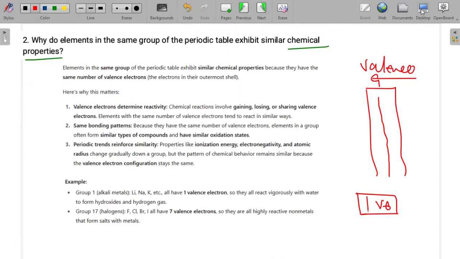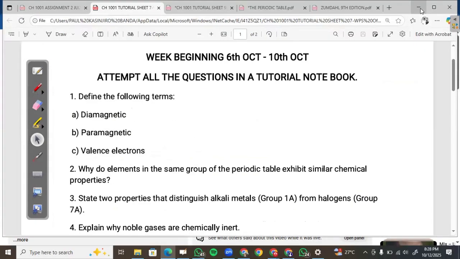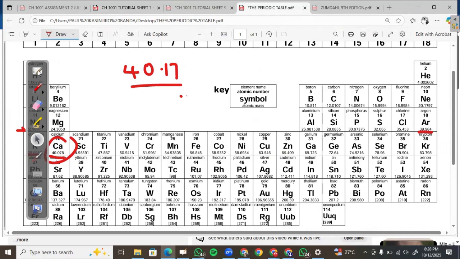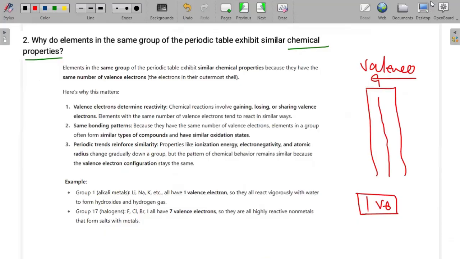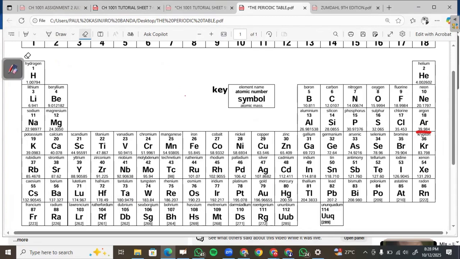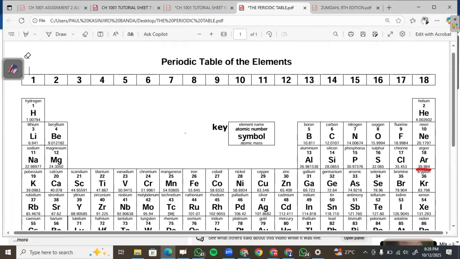Maybe I should go to the periodic table. Where's the periodic table? Okay, the periodic table is here. You've seen these groups here. These are the groups of the periodic table. We have group 1, group 2, and then this big block of transition metals. And then this is group 3, group 4, group 5, group 6, group 7, then group 8, or group 0.